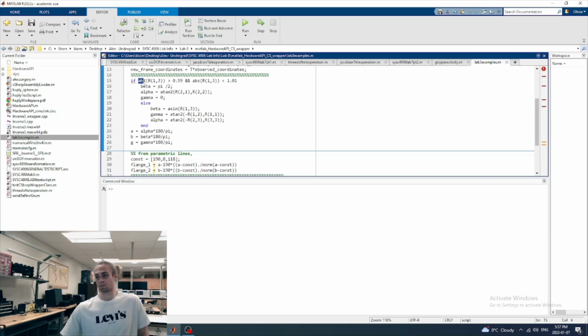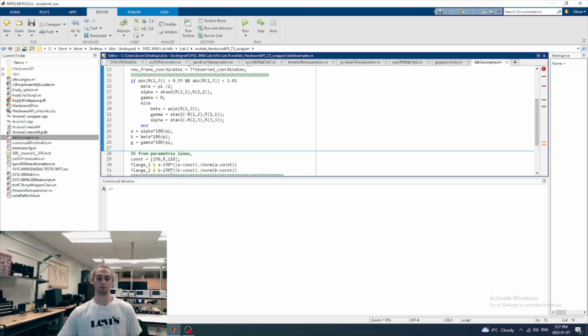And the reason that we have this big condition here is because we're going to be working with possibly some really long decimal values. So we're just giving it a 0.01 tolerance by saying that if the element in position 1,3 of the rotation matrix is greater than 0.99 and less than 1.01. And remember to convert this back to degrees when you're giving it to the robot.